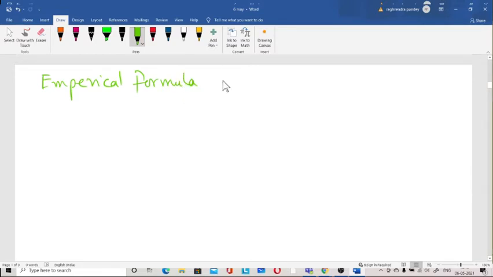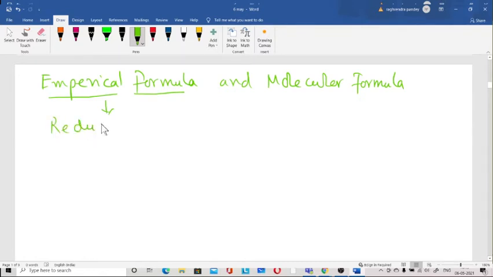Okay, and molecular formula is basically molecular formula, you all know. Now empirical formula is what? It is the reduced form of molecular formula. Reduced form of molecular formula.